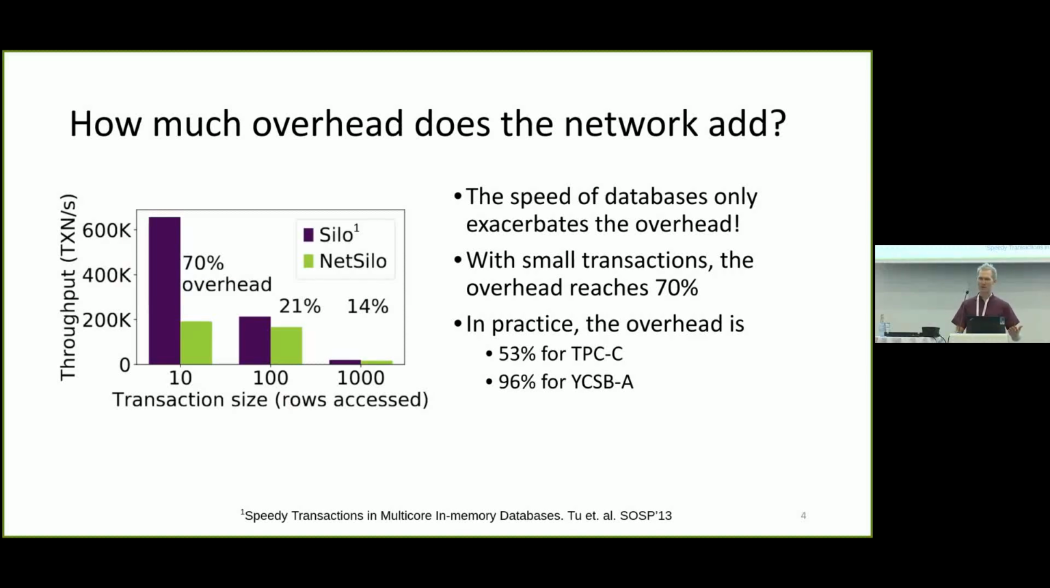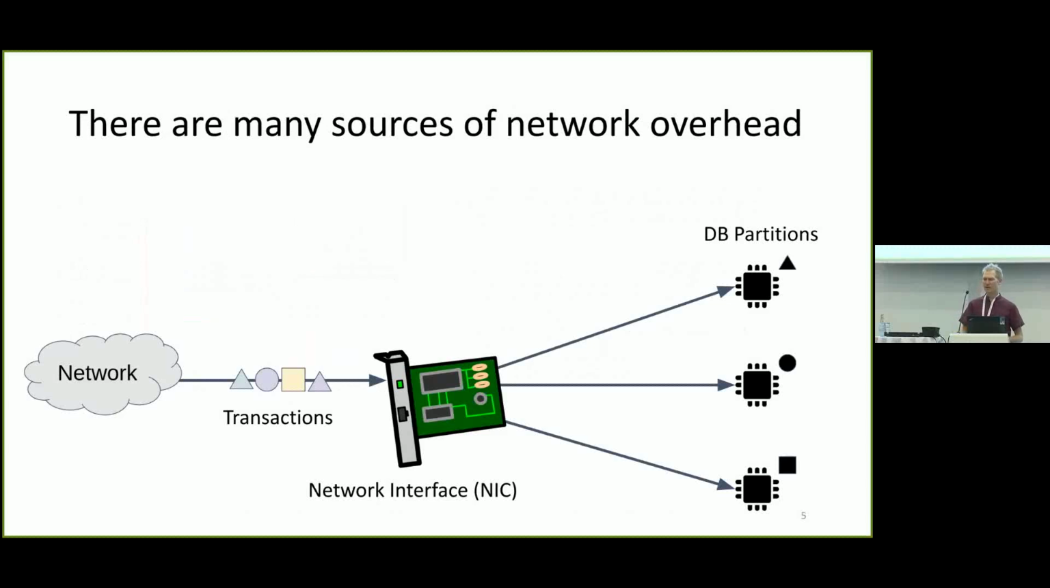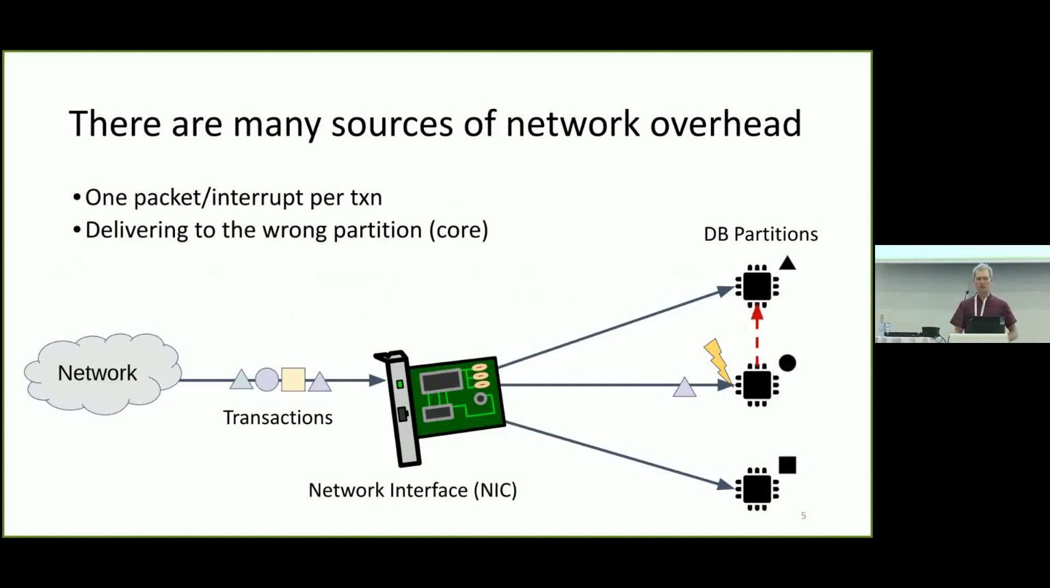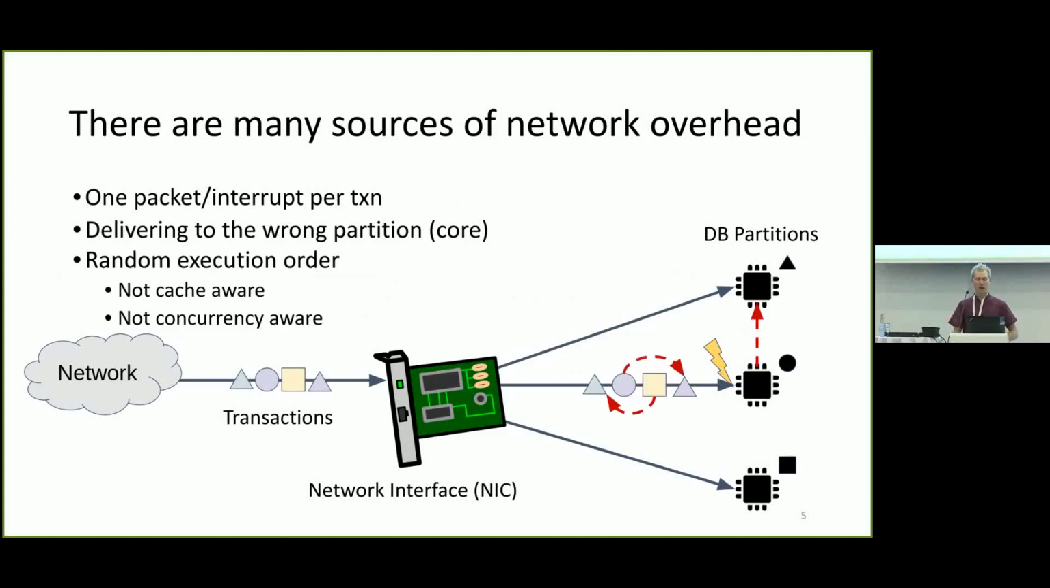So where does this overhead come from? There are many sources. First, when a packet arrives, the NIC sends an interrupt to the database server, and this causes context switches, which are expensive. Then the database may be split into multiple partitions, each managed by a different core, and transactions can arrive at the wrong database partition. This causes communication between the cores, either moving the transaction or the data being accessed. And then transactions aren't executed in any particular order, but just in the order in which they arrive. This means there's poor cache reuse.